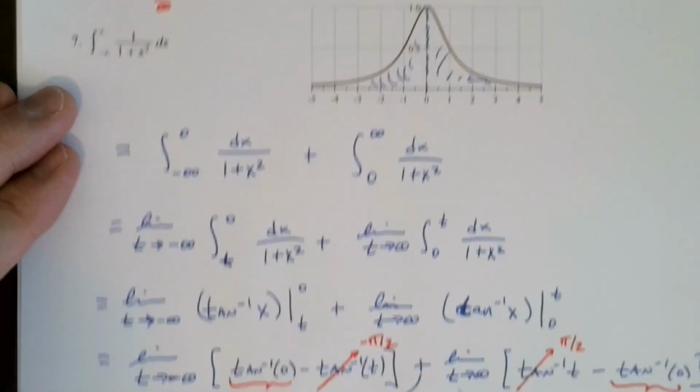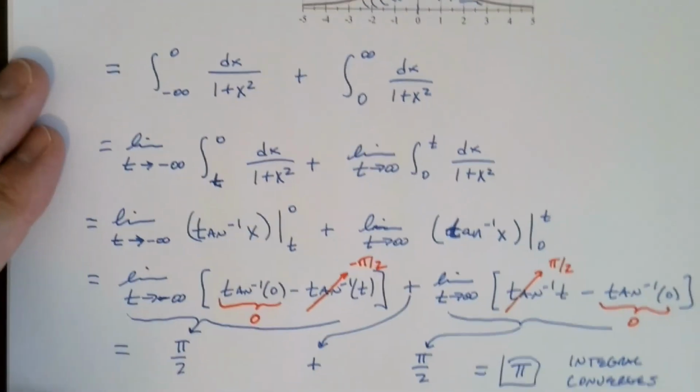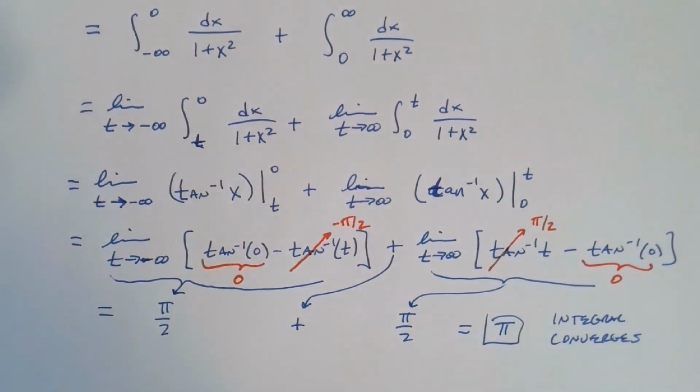Okay, so that ends improper integrals that have infinite limits of integration. In the next video, we're going to look at improper integrals that have a vertical asymptote.